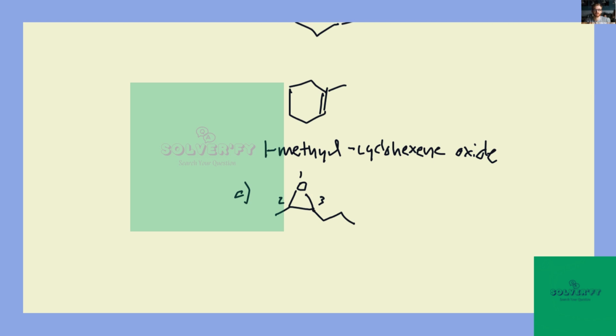Okay. So ultimately we would call this 2-methyl-3-propyl oxirane.